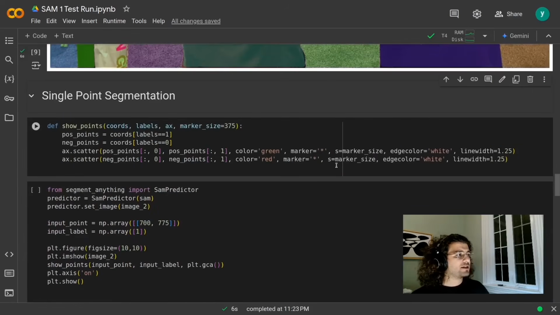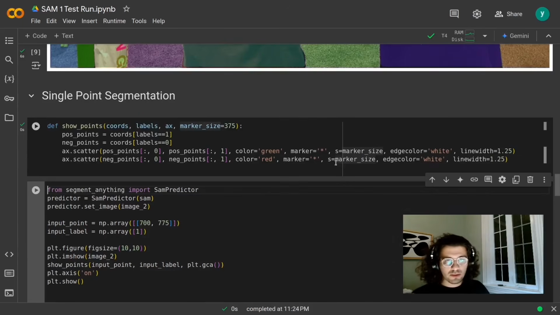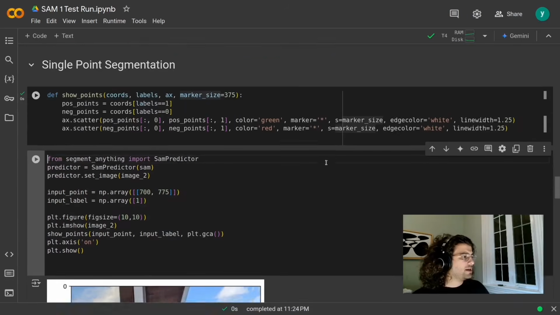Now let's take a look at single point segmentation. Basically you put one point in the image and you try to do the segmentation. In this case, you will segment with the ambiguity of three parts. So you can have the subpart, the part, and the whole. This is just some helper functions to be able to actually show the results properly in the image.